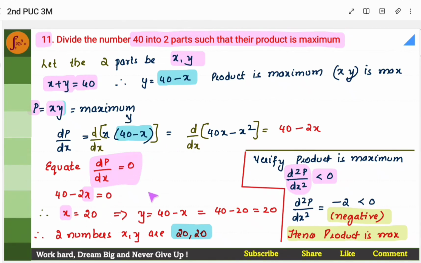Once I get the value of x, this x is the first number. I will get the value of the second number, which will be 40 minus x. First number is 20. Obviously, second number is 20. So the two numbers are 20 and 20. Now I have to verify if the product is maximum. So I'll take the double derivative of this P. The double derivative will be minus 2. It's less than 0. Negative means the product is maximum. So it's proven that the product is maximum.